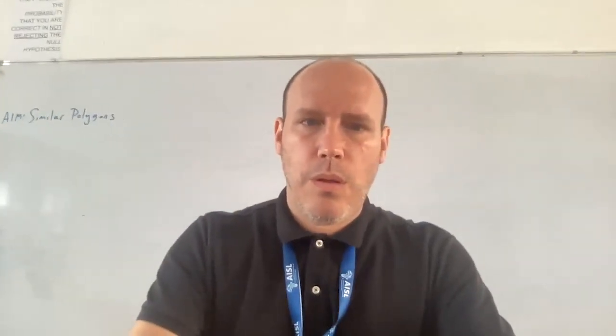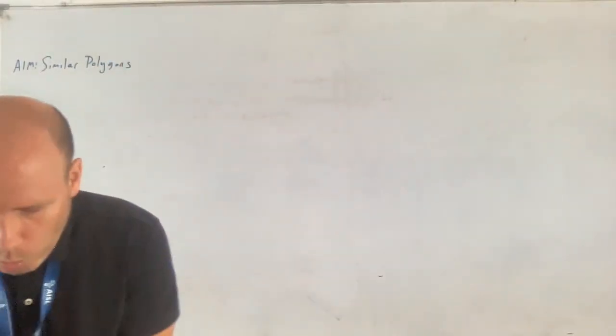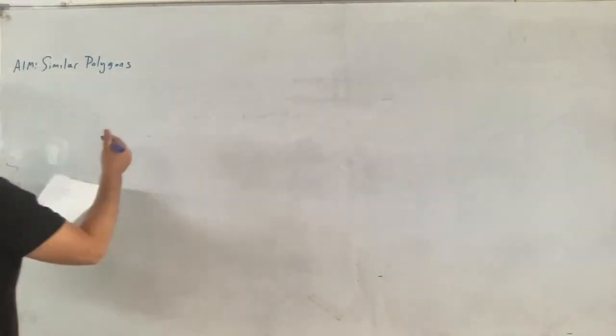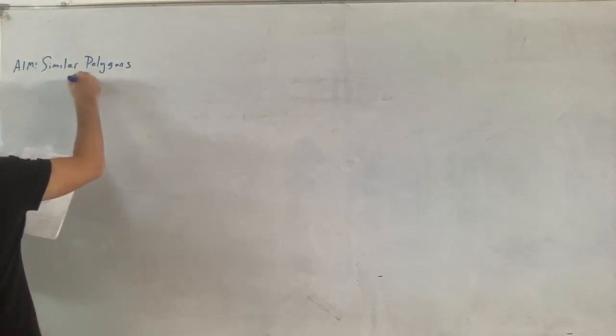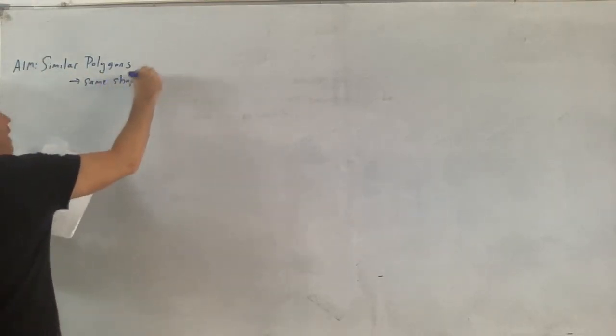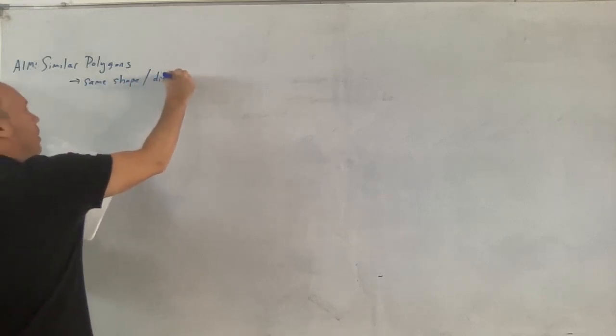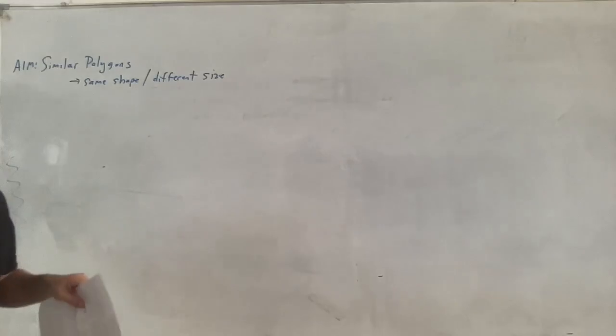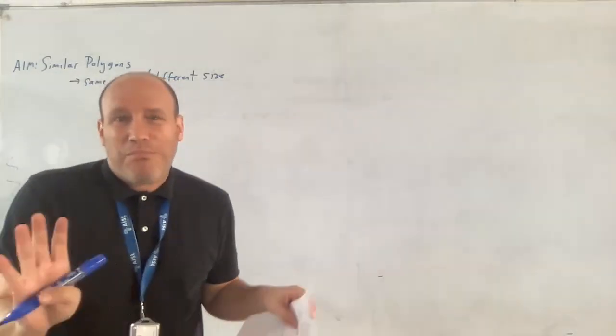Okay, so let's start the next unit, which is similar polygons. So, what are similar polygons? It's similar figures. The idea is same shape, different size. So we're going to assume it's different sizes.